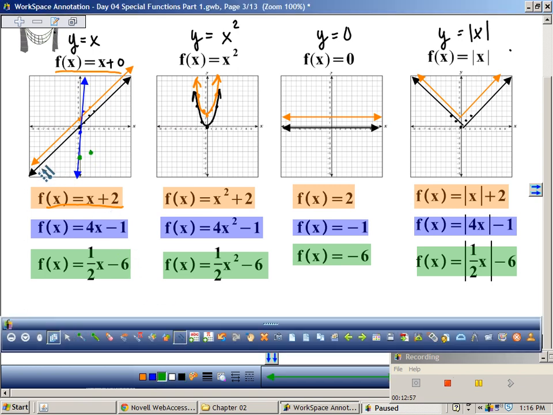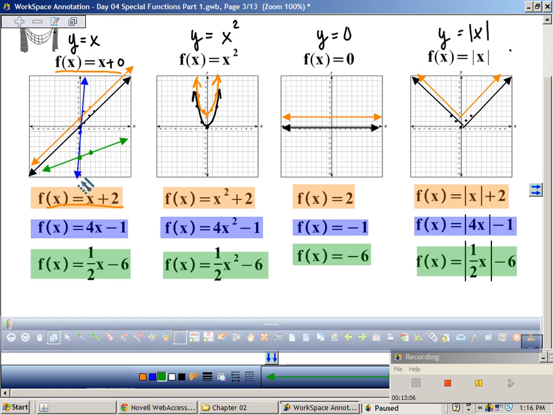How does this line compare to the parent graph? It's not as steep, right? This one's super steep. This one's not as steep. What do you think's happening? How did you graph it from 1/2? I started at my slope intercept, and I went up 1, rise 1, run 2.